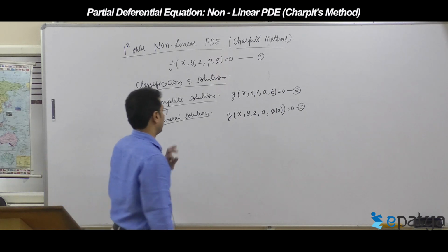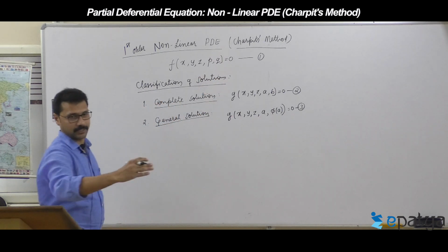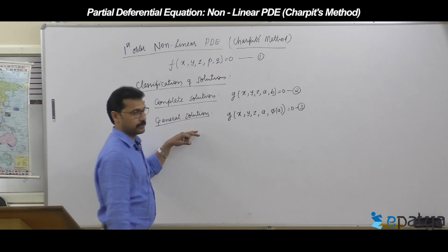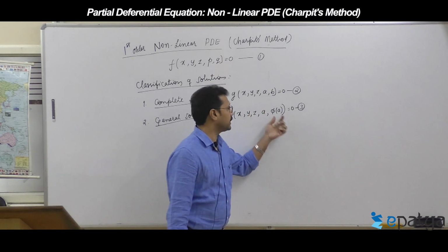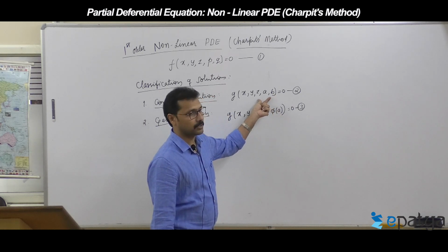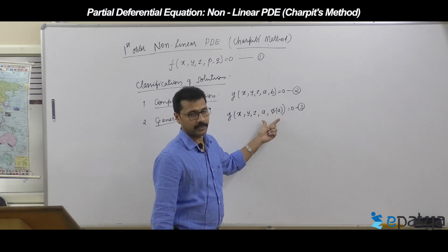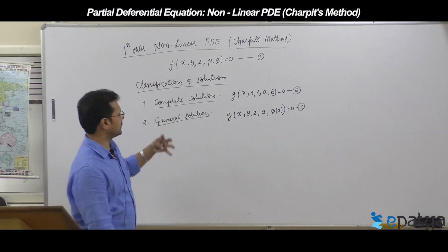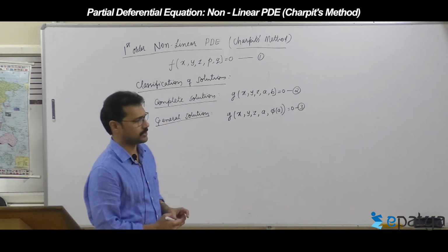But the complete solution is actually obtained from Charpit's method. Getting that? Fine. Anyway, we'll discuss later what Charpit's method is and how to go about it. So what we have to do is, if you can bring about a relationship between those two arbitrary constants a and b, then what we get is a general solution.